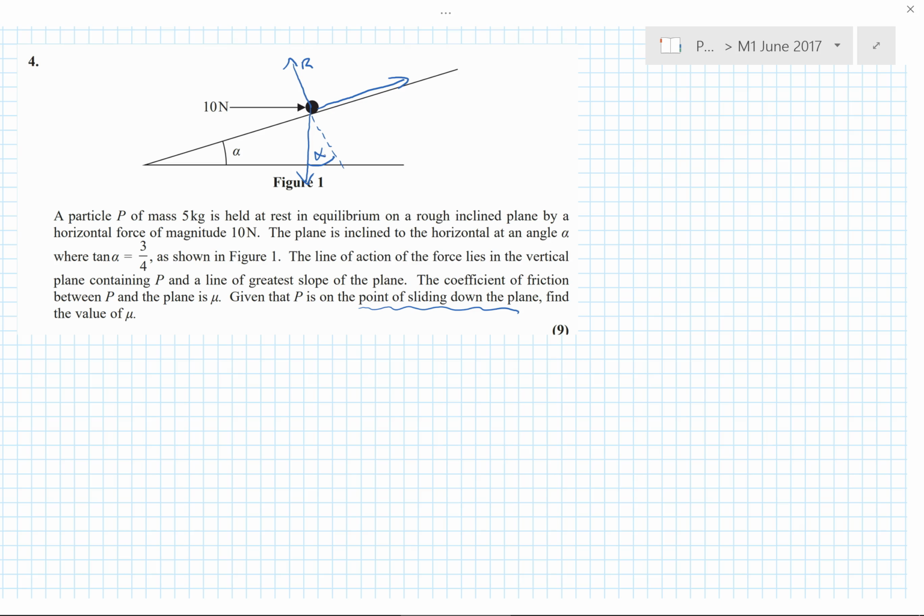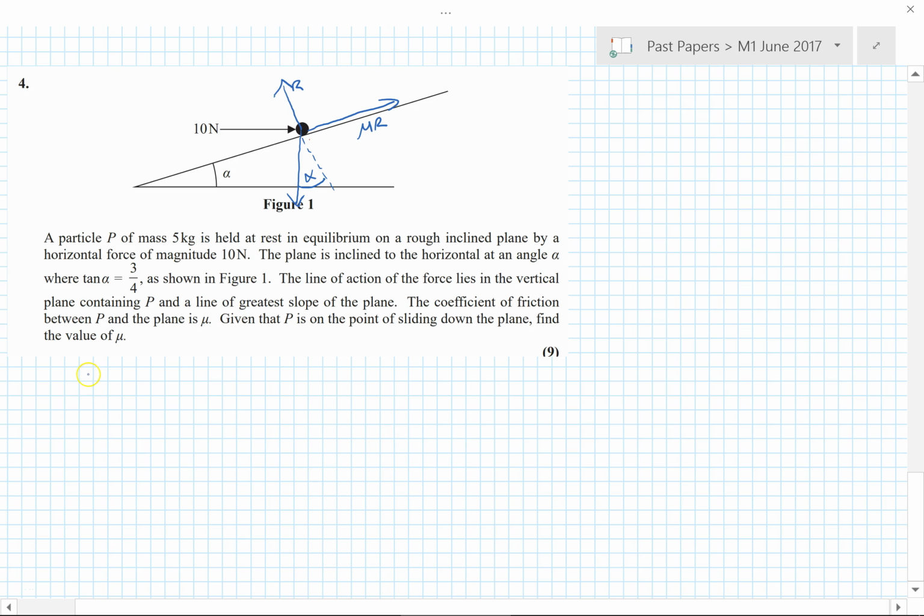Of course the way we go about this is we're going to resolve parallel and perpendicular to the plane, and then combine the two. We also know that because it's in limiting equilibrium, the friction is equal to mu R, so we can put that on our diagram. So resolving perpendicularly, we need to look at forces that are going basically into the plane in that direction.